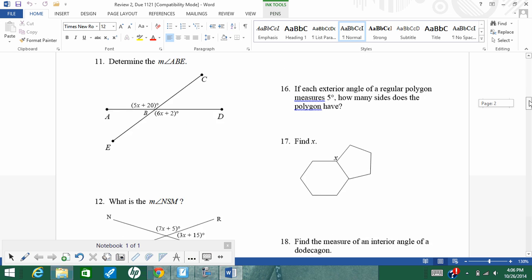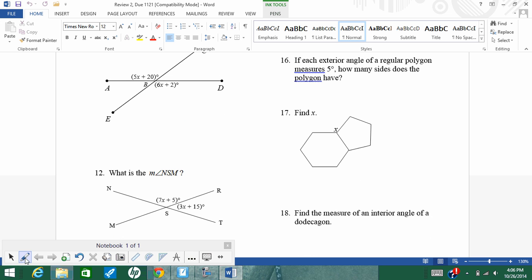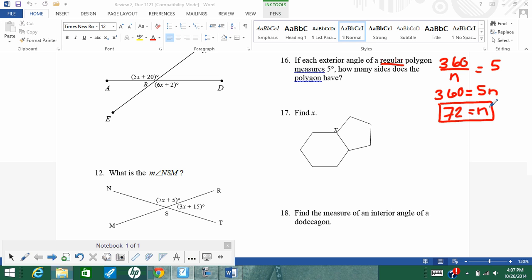Let's go down and do 16 and 17. 16, I have that each interior angle of a regular polygon. That's important to know what's regular. That means all the sides and angles are equal. Exterior angle measures 5 degrees. We want to know how many sides it has. This is very similar to number 14. We know that 360 over n equals 5. Multiply both sides by n and divide both sides by 5. 360 divided by 5. That means that this polygon has 72 sides. Remember, n means the number of sides.